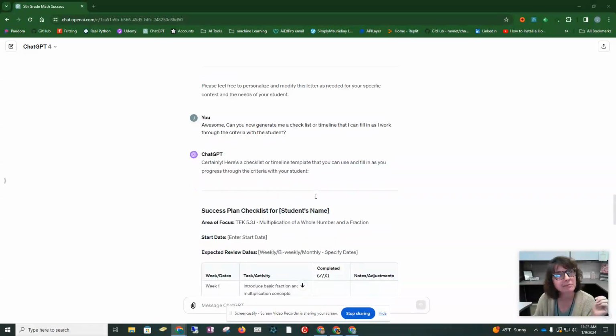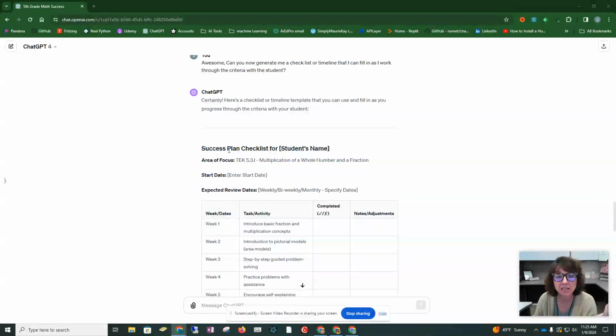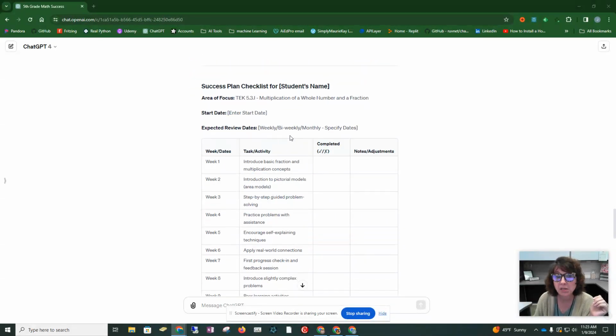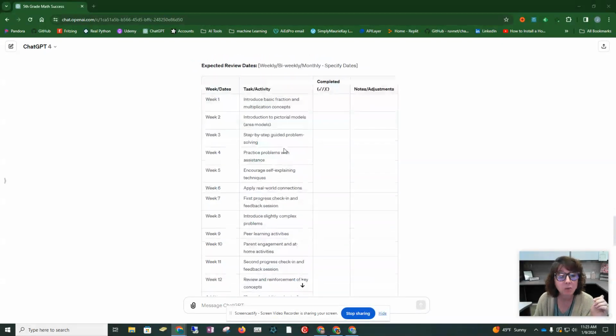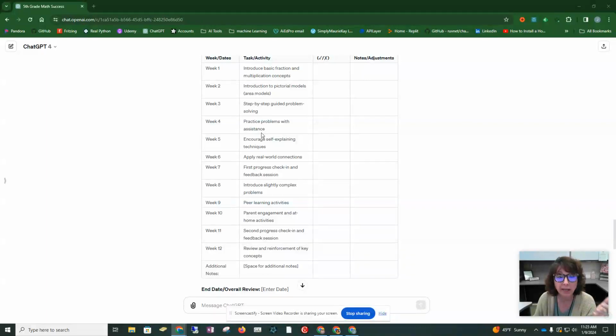But then I was like, what about a checklist? Let's see if I can get a checklist for the student. Absolutely. Multiplication of a whole number and a fraction. Here's the start date. Am I going to do this weekly, bi-weekly, monthly, specific dates? It gave me a 12-week plan on what I can do with the student.